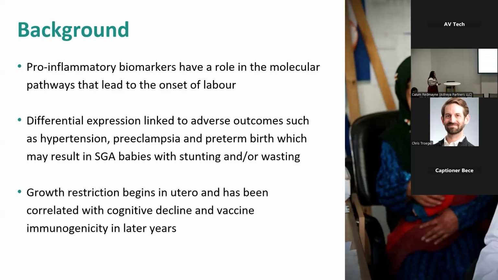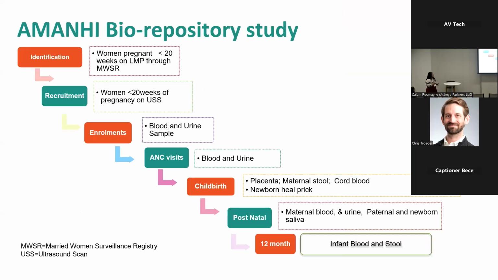And obviously, when you're talking about the in utero environment, growth restriction begins while the fetus is still inside the mum. So it's important to look at what sort of changes are happening while the woman is pregnant and during gestation. And any growth restriction that begins in utero has been correlated with cognitive delay and vaccine immunogenicity in later years as well.